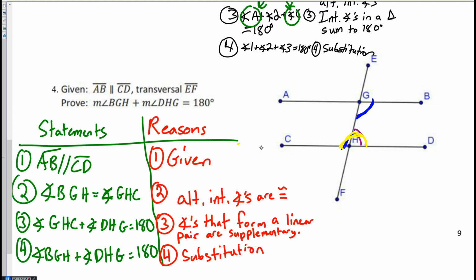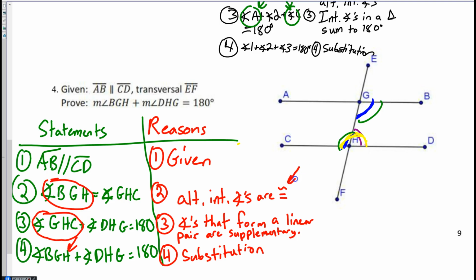So I gave my givens, said that BGH is equal to GHC. So again, those are my alternate interior angles here. And then I said that GHC and angle DHG equal 180 because angles that form a linear pair are supplementary. And now I've got another substitution I can make. BGH is the same as GHC right here. So I can just replace GHC with BGH to get exactly what I'm looking for.